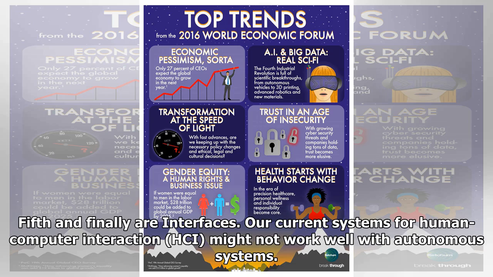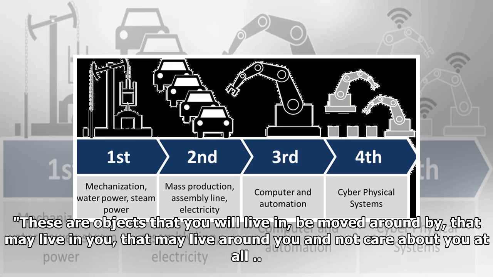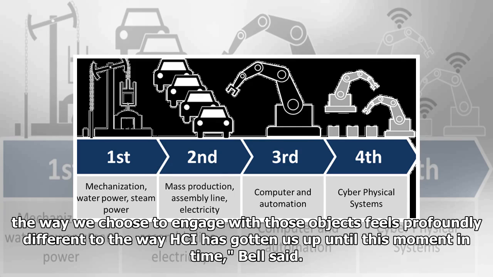Fifth and finally are interfaces. Our current systems for human-computer interaction, HCI, might not work well with autonomous systems. These are objects that you will live in, be moved around by, that may live in you, that may live around you and not care about you at all. The way we choose to engage with those objects feels profoundly different to the way HCI has gotten us up until this moment in time, Bell said.